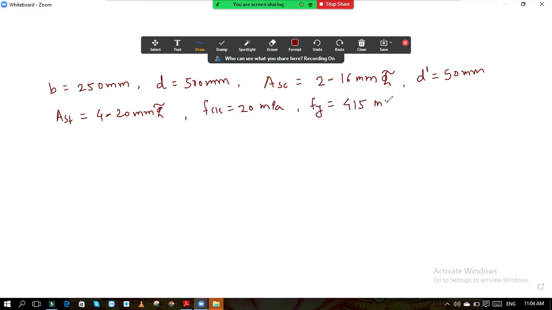All these things are given to us, and they told us to calculate the MU, MR. So this we need to calculate. So this is our given problem. Now you tell me how to solve this. What will be our first step? What do we generally do? Now we have solved many problems. What do we generally do?